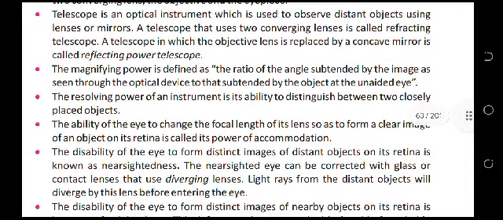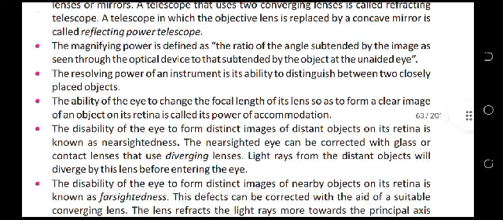The magnifying power is defined as the ratio of the angle subtended by the image as seen through the optical device to that subtended by the object and the unaided eye. The resolving power of an instrument is its ability to distinguish between two closely placed objects.